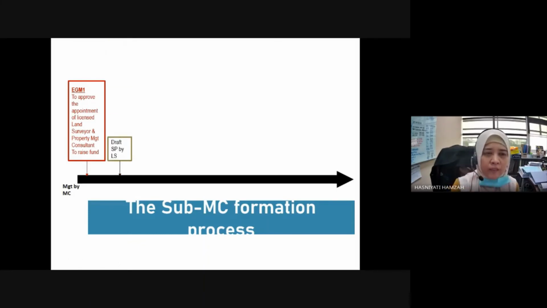Okay, now after the first EGM, you approve the appointment of the licensed land surveyor. You appointed the licensed land surveyor. The land surveyor will do their survey lah. They will demarcate. Demarcate means dia akan identify the boundaries on the special plan, can come up with a draft special plan by the land surveyors. And the draft special plan by the land surveyors must be agreed by all. So you need to conduct another EGM to obtain feedback on the draft SP. So if everybody agrees, and then to confirm the number of sub-MCs based on the draft SP, draft special plan by the land surveyor just now, you need 2 only.